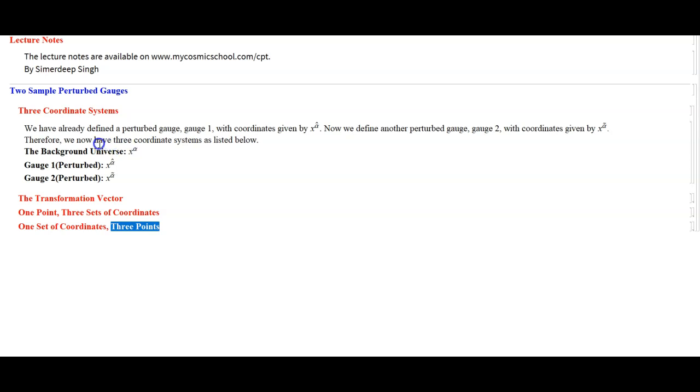So for example, if in the background universe the point corresponding to 1 0 0 0 is P, in gauge 1 the point is P1, and in gauge 2 the point is P2. P1 and P2 are located very close to each other. The distance between any pair, say P and P1, or P1 and P2, is of the first order because the points are physically very close to each other.